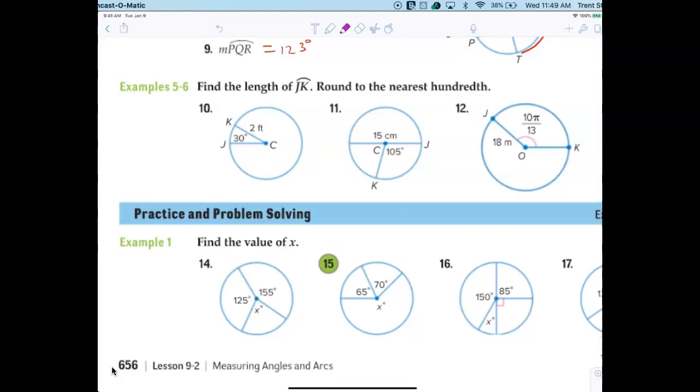JK, can somebody tell me, if I'm trying to find this length right here, that's going to be a fractional part of what? Yes, you're right. It would be a fractional part of 360, but now we're not doing degrees. We're doing a length. So I need everybody to understand that is a fractional part of the circumference. Does everybody agree with that?